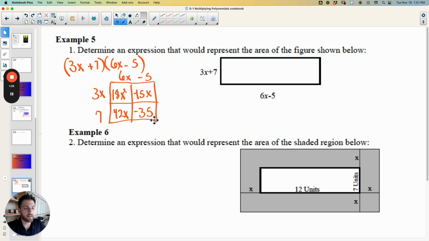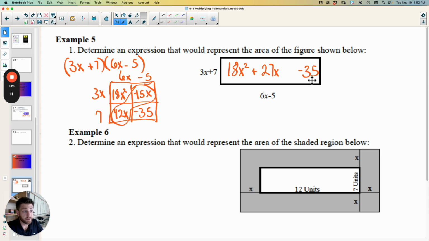And now again, like I said in the last video, when you have these binomials in standard form, which they are here because this is the highest exponent, this is the next exponent, and then this is the constant, the diagonals end up being like terms. So I know that 18x squared isn't going to combine with anything, so I'll write it here, 18x squared. And I know that negative 35 won't either, so I'll write it right here because there's no other like terms with it. But 42 minus 15 is going to give us 27x. So my final answer for this is 18x squared plus 27x minus 35.